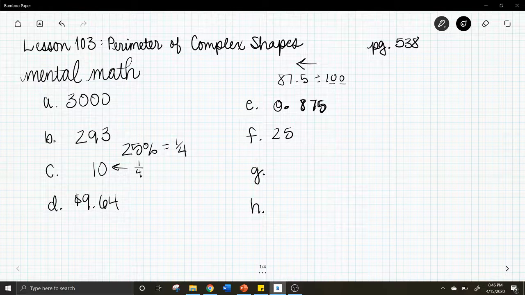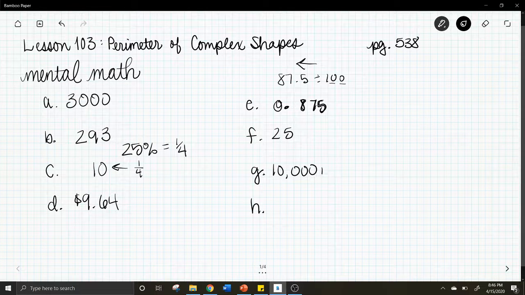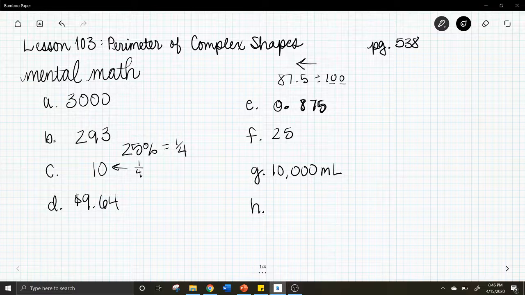Letter G, how many milliliters are in 10 liters? And the answer is 10,000 milliliters, because there are 1,000 milliliters in 1 liter.